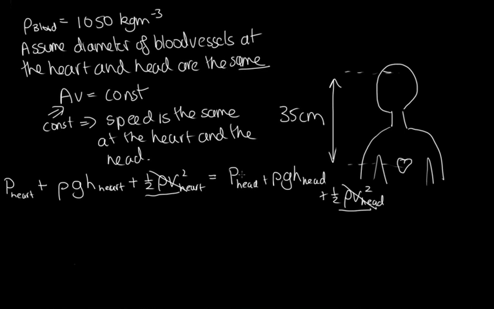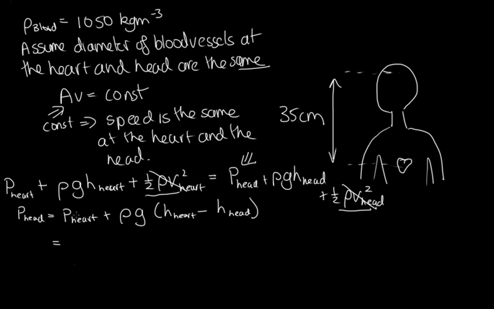So now what we need to do is work out how the pressure changes, and that's going to depend on this height here. So let's rearrange this. What we're trying to do is work out the pressure at the head. So we're trying to find this term. So we've got that the pressure at the head is equal to the pressure at the heart plus the density times gravity times the height at the heart minus the height at the head.